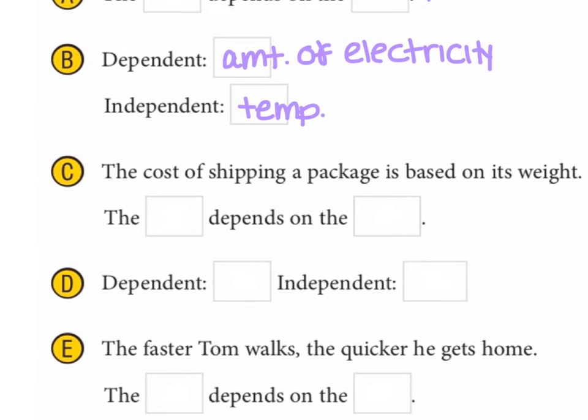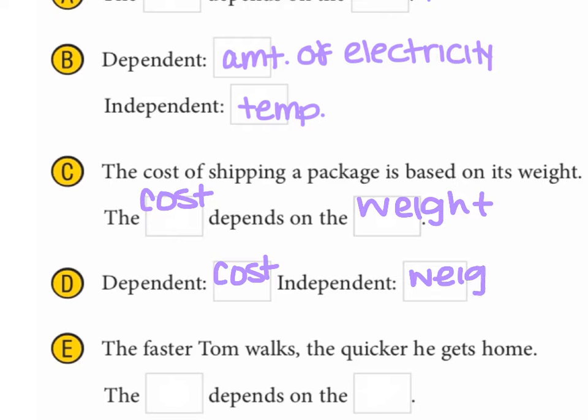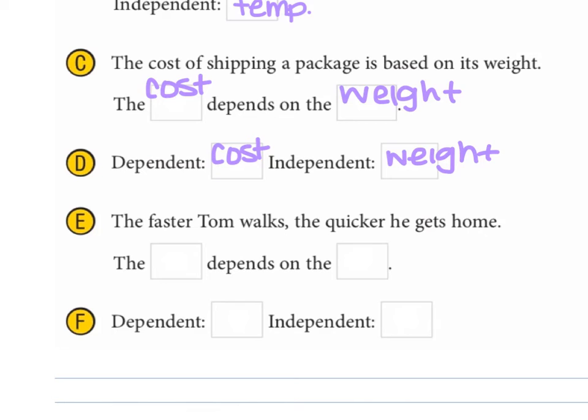The next one tells us the cost of shipping a package is based on its weight. So the cost depends on the weight. Your dependent is the cost and your independent is the weight. C says the faster Tom walks, the quicker he gets home. So the time depends on his speed. Your dependent is the time. Your independent is his speed.